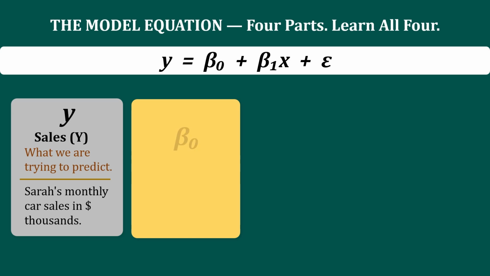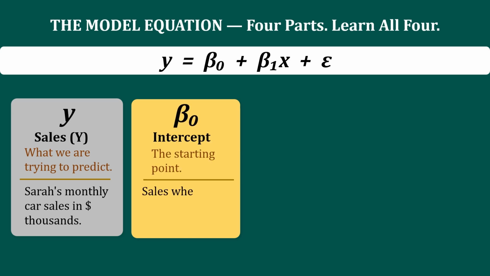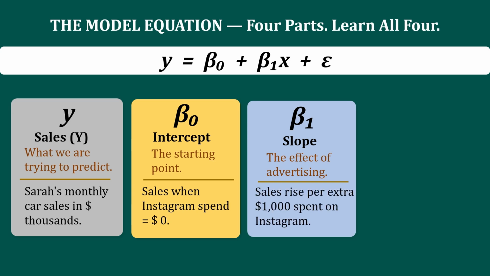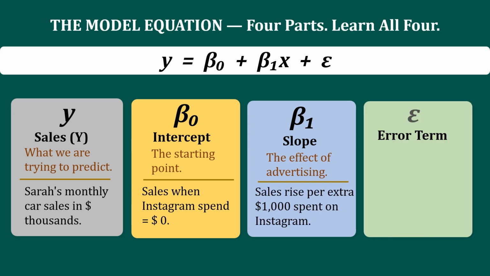Beta 0 is the intercept. The starting point, sales when Instagram spend is 0. Beta 1 is the slope, the effect of advertising, how much sales rise for every extra $1,000 spent. And epsilon is the error term. Everything we can't explain, random noise, holidays, competition.